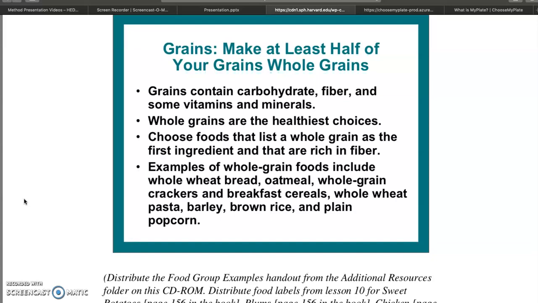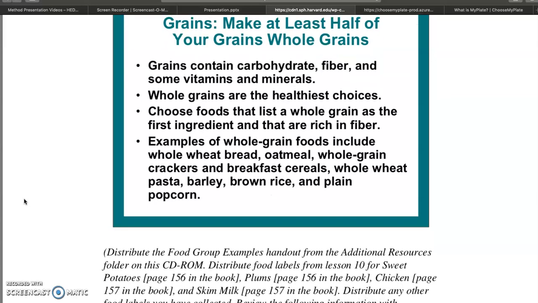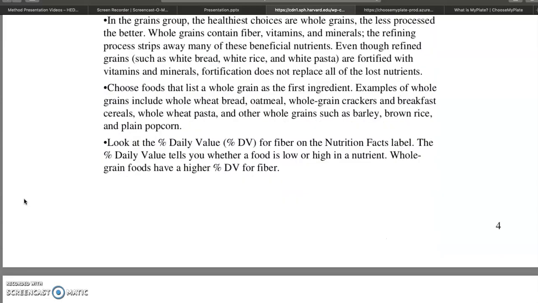The important thing to remember with grains is that you want to make half of your grains whole grains. They're the healthiest choice. Some examples of whole grains are wheat bread, oatmeal, whole grain crackers, whole grain breakfast cereals, whole wheat pasta, barley, brown rice, and plain popcorn. So nothing like sugary cereals, nothing like white bread. You want to stay towards whole grains because they're rich in fiber and they are more healthy.